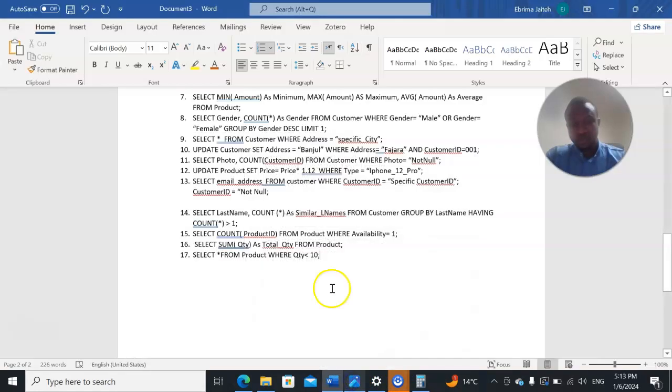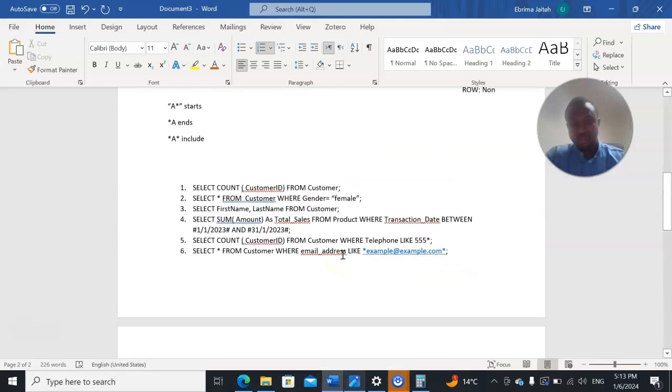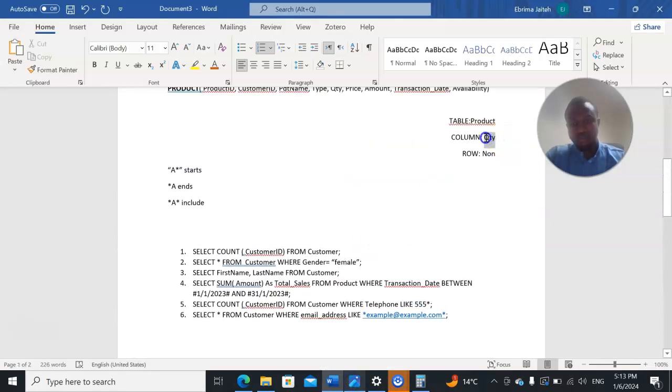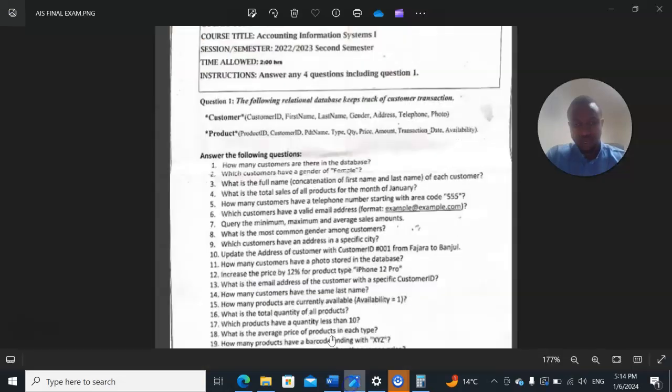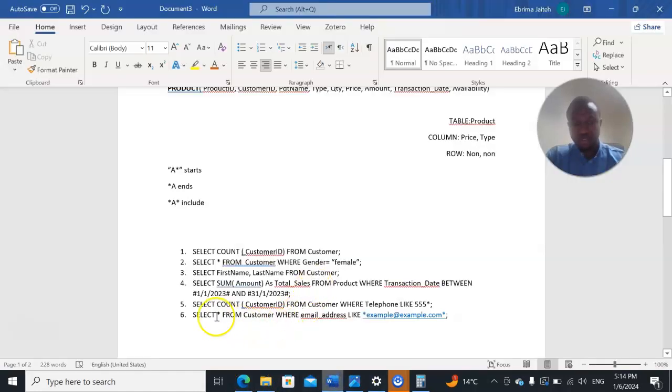Okay, now the same thing will continue here. We have product table, but here we are going to have price, and also we're going to have what? Type. Do you remember? So did they give us any price? No. Did they give us any type? No. So both these two will come at the beginning, isn't it? Which product has, okay, what is the average price of product in each type? So we are going to use average.